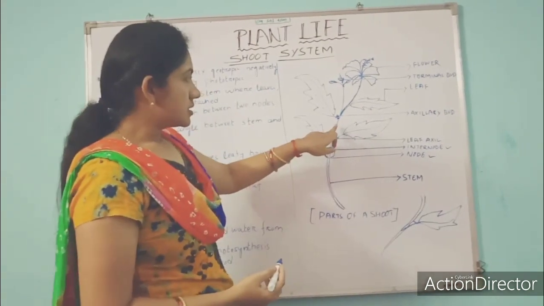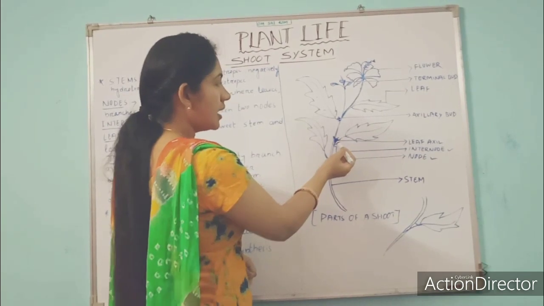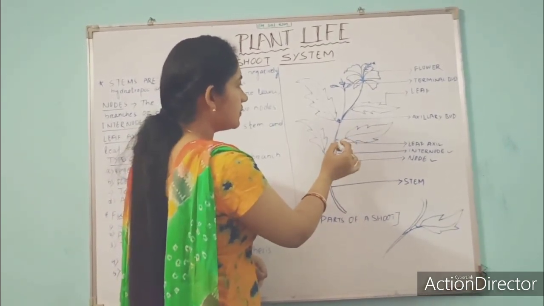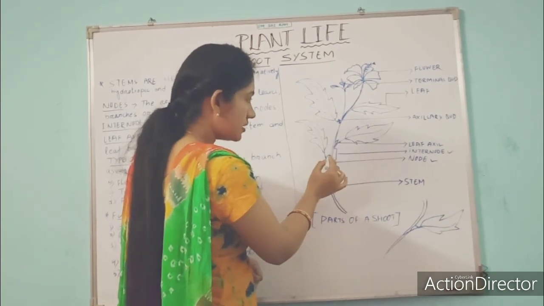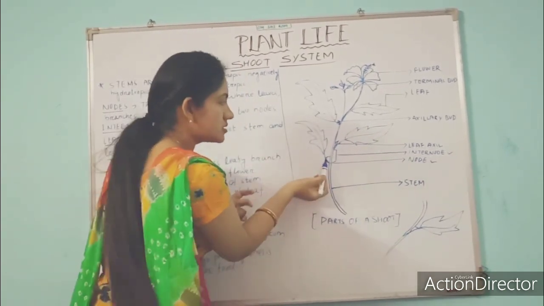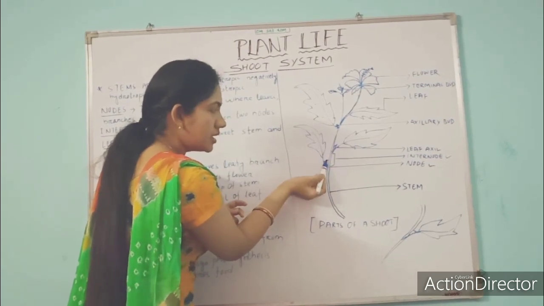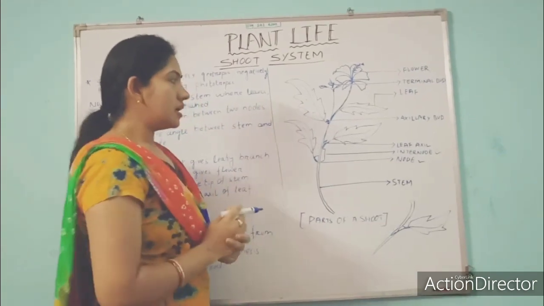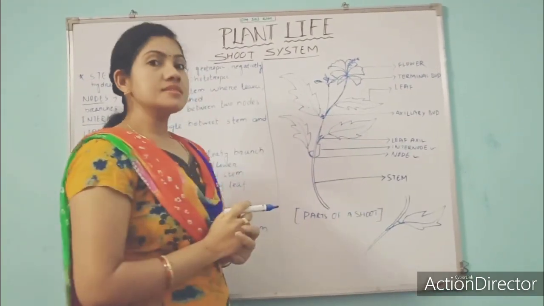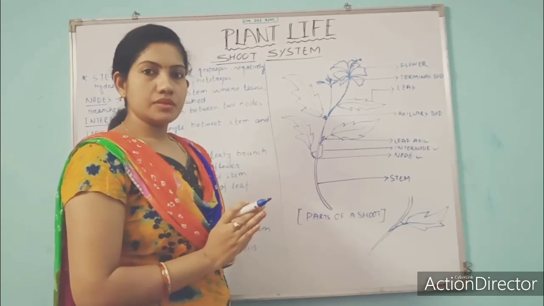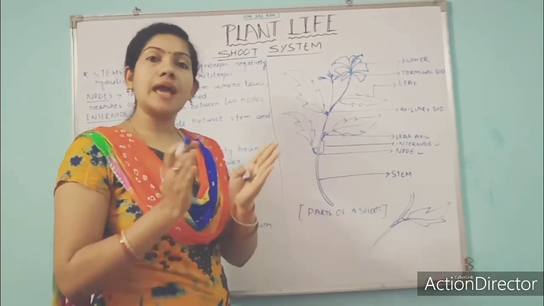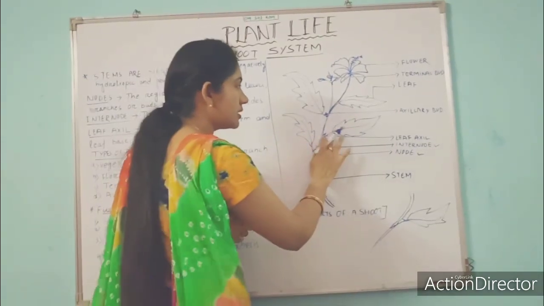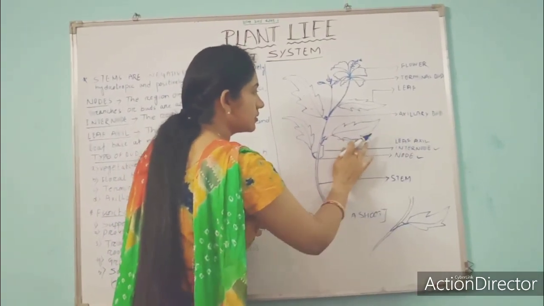Yes. So this is the stem, and in between you can find the angle. Here I am drawing. This is the angle. This is the leaf base and this is the stem. In between the leaf base and the stem you can find the angle. We call it leaf axil. Leaf axils are the angles between the stem and the leaf base. That I am showing you here.